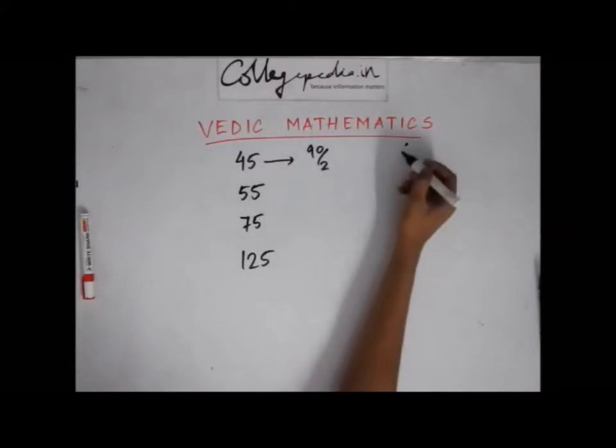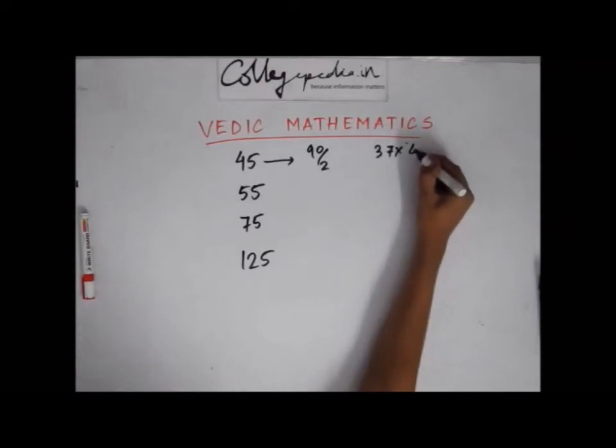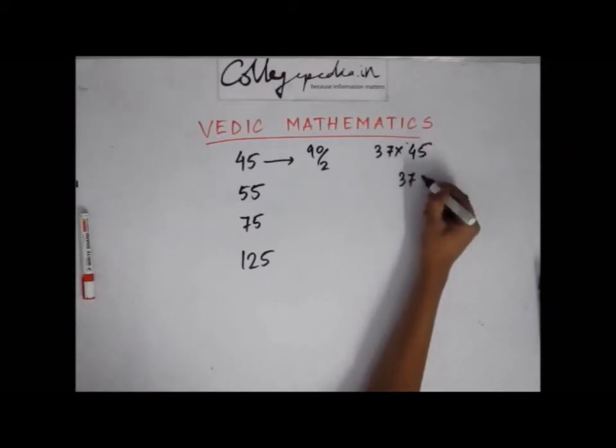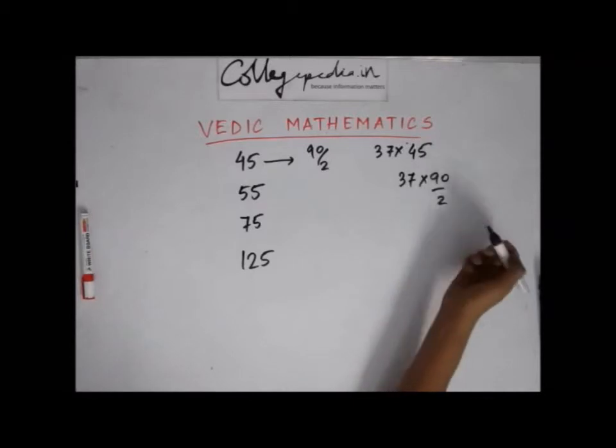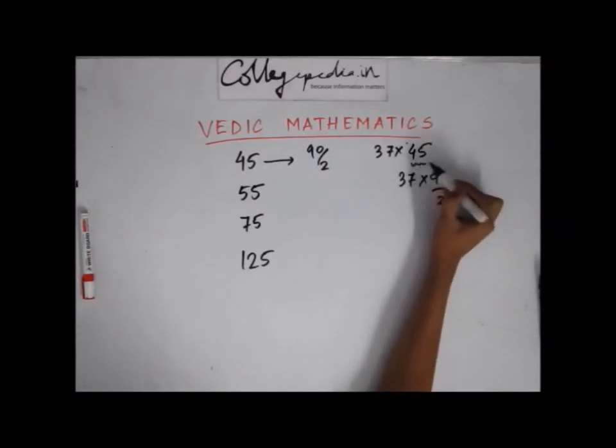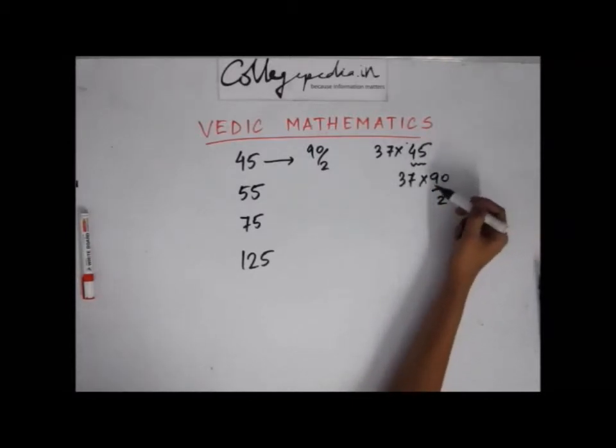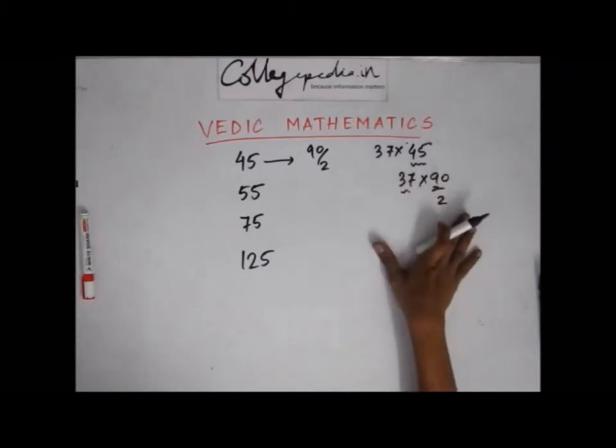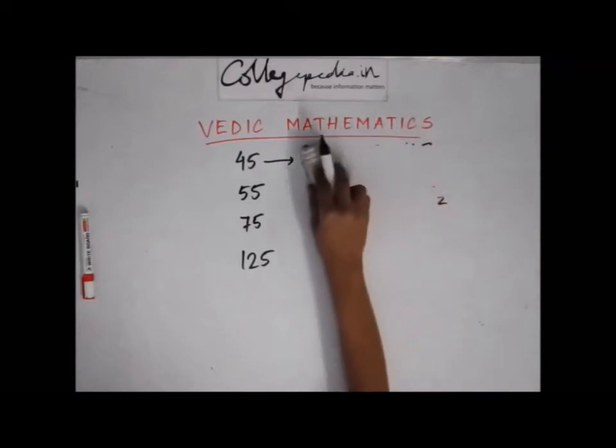So how are you simplifying this? Let's take 37 into 45. You have got 37 into 90 by 2. Obviously, if you multiply 37 by 45 manually, it will take you more time compared to multiplying 37 by 9, right? So this is how you save your time in this case.